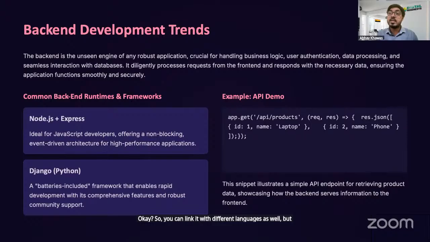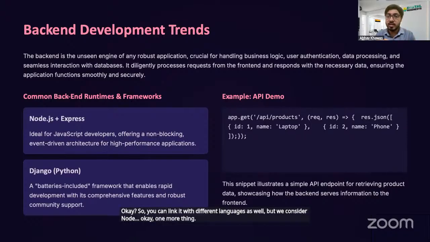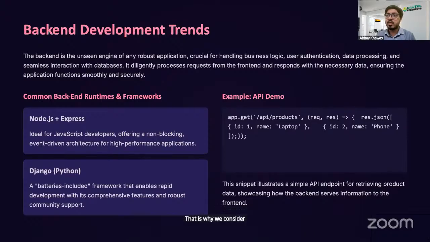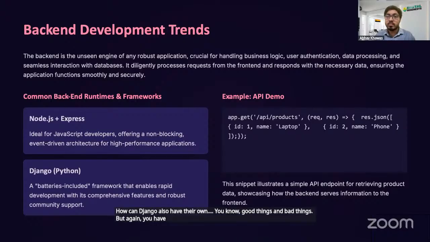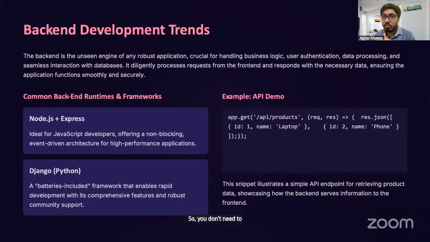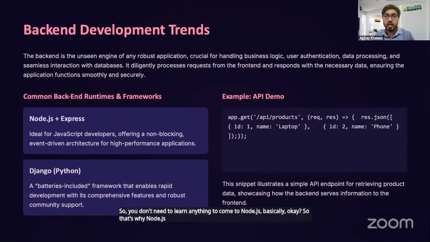But we consider Node. One more thing: Node.js is very, very fast. That is why we consider Node.js to build the backend on. Django also has its own good and bad things, but you have to learn Python fully to go to Django. With Node.js, because you are learning JavaScript on the front end, you don't need to learn anything new to come to Node.js basically. So that's why Node.js is the easiest way to get in, and it's one of the best.